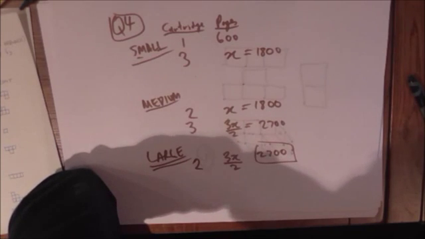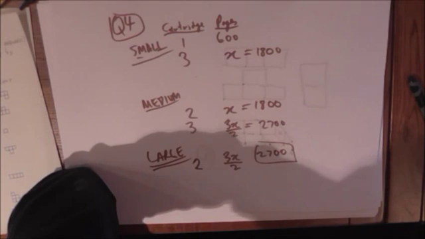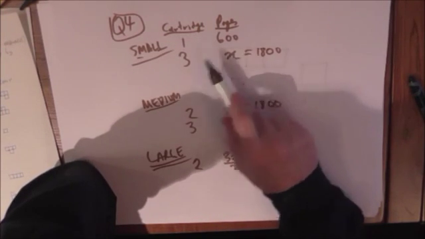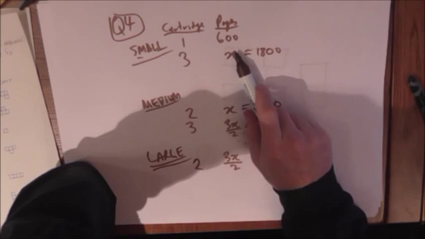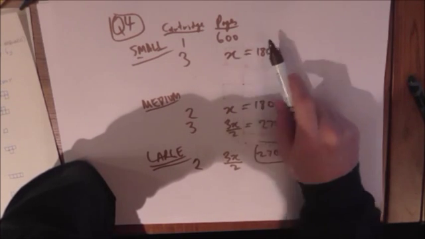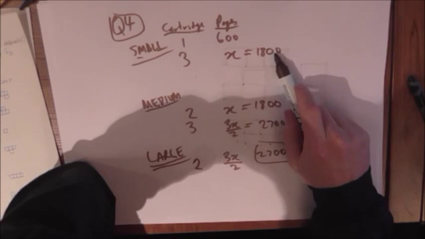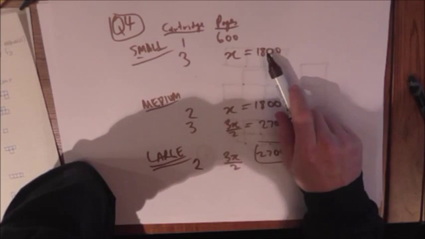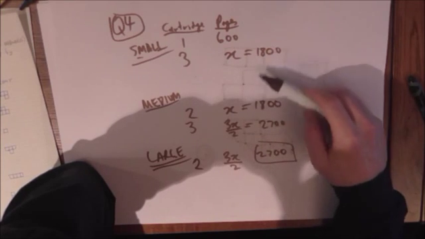So that's 1350, which is half of that. So maybe I made a mistake. So a small one can do 600. 3 small can do X, which is clearly 1800. 2 medium can do the same as 3 small. So they're the same.